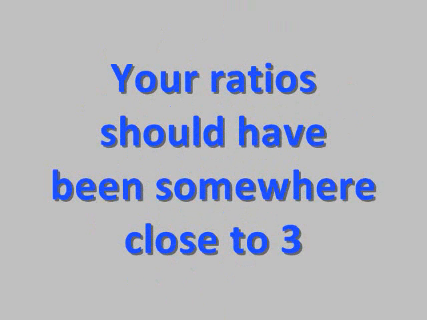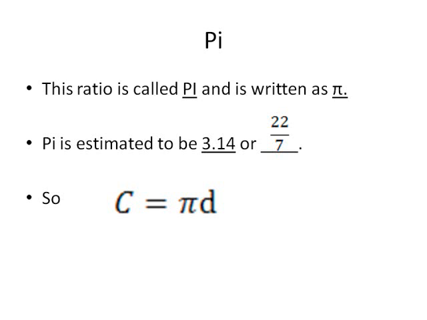Your ratio should have been somewhere close to 3, or more specifically, 3.14. This ratio is called pi, and is written as the Greek lowercase p. Pi is estimated to be 3.14, or 22 divided by 7. So, circumference equals pi times diameter.